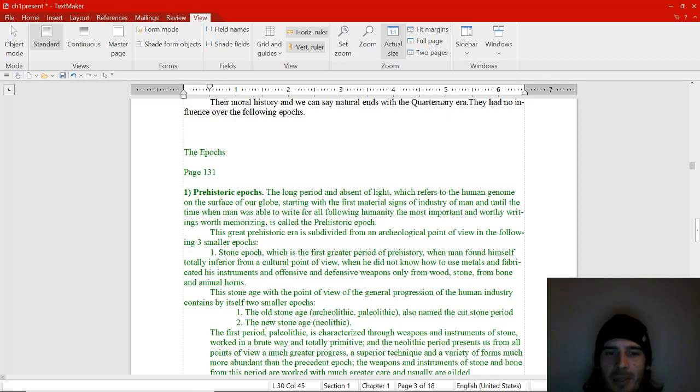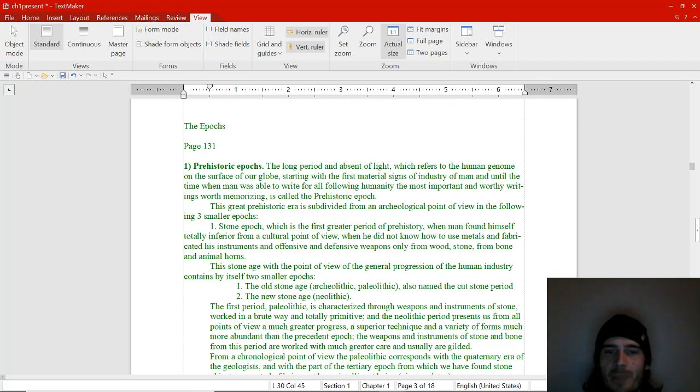1. Stone Epoch, which is the first greater period of prehistory, when man found himself totally inferior from a cultural point of view, when he did not know how to use metals and fabricated his instruments and offensive and defensive weapons only from wood, stone, bone, and animal horns. The Stone Age, with the point of view of the general progression of the human industry, contains by itself two smaller epochs. The first one is the Old Stone Age or the Paleolithic, also known as the Archaeolithic, also named the Cut Stone Period. And the second age is the New Stone Age or the Neolithic.